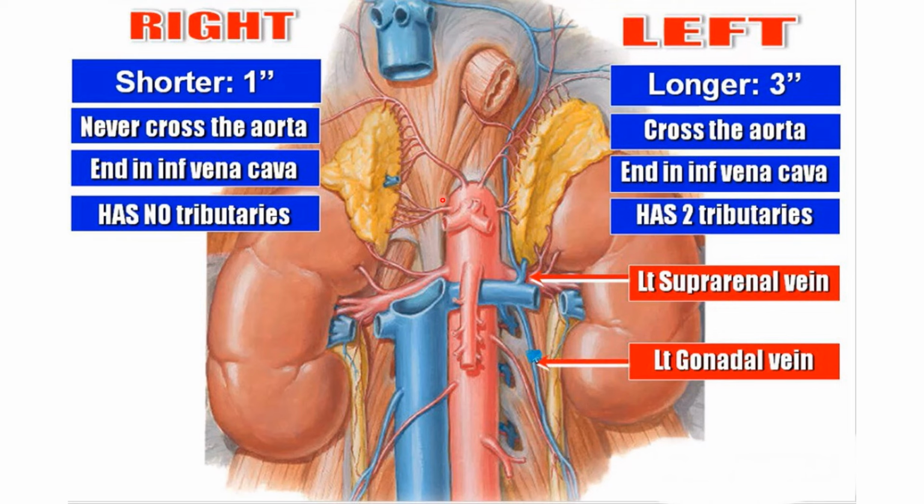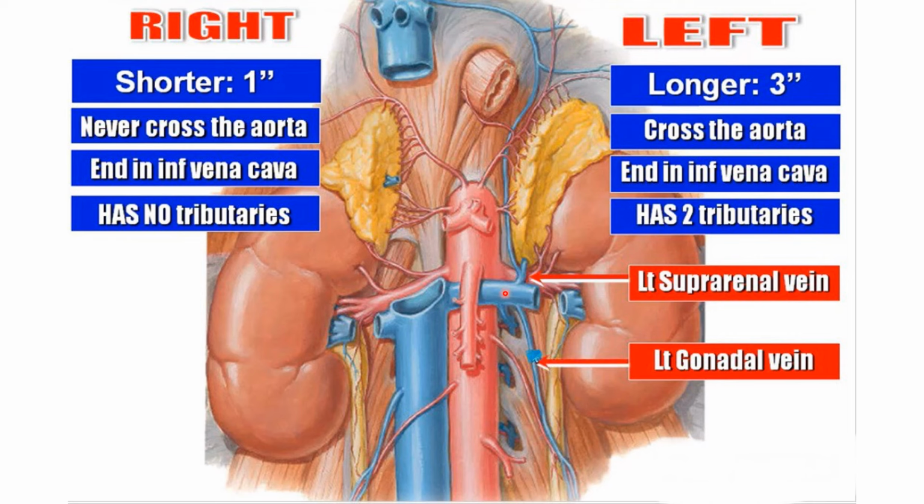Okay, so we'll compare the renal vein of the right kidney and then the left kidney. This is the inferior vena cava, and this is the renal vein. You can see that the right renal vein is shorter than the left renal vein. It's actually because the left renal vein crosses the aorta. This is the abdominal aorta, and the left renal vein crosses it, so it's longer. It has to cross it to reach the hilum of the left kidney.